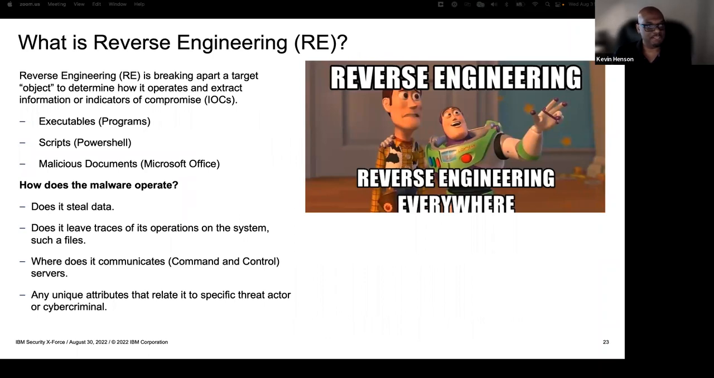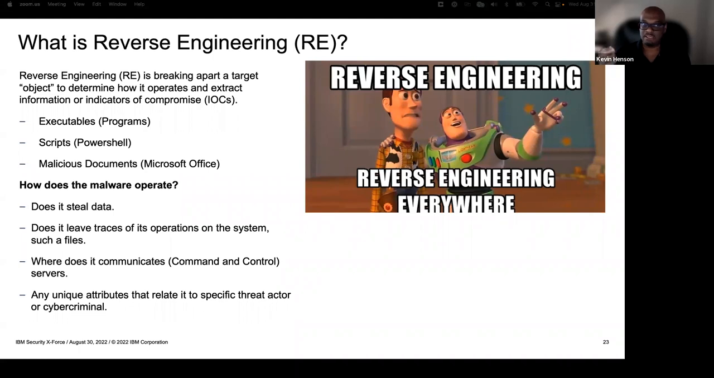When you think about reverse engineering, I define it as breaking apart a target object to determine how it operates and to extract information, or what's called indicators of compromise. Those indicators are what the incident responders and the threat hunters use to further their investigations to find out what type of malware it is and what the threat actor group identification is. So as a reverse engineer, your ultimate goal is to extract as much information as you can, as thoroughly as you can, and as quickly as you can.